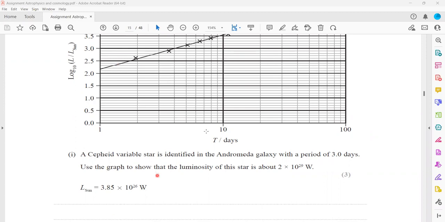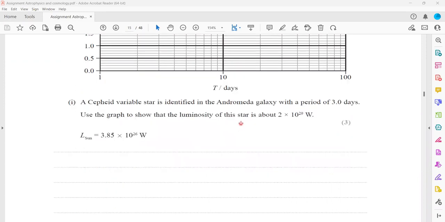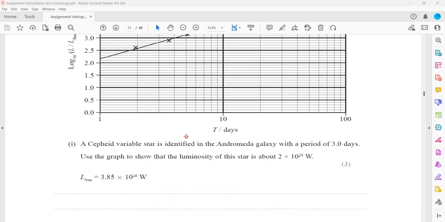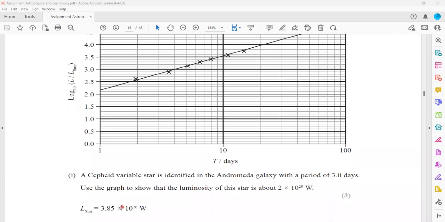We have to show the luminosity of this star is about 2 times 10 to the power 29 watts. The luminosity of the Sun is given, which is 3.85 times 10 to the power 26 watts. So when we compare this, as I mentioned, the Cepheid variable is identified with a period of 3 days.